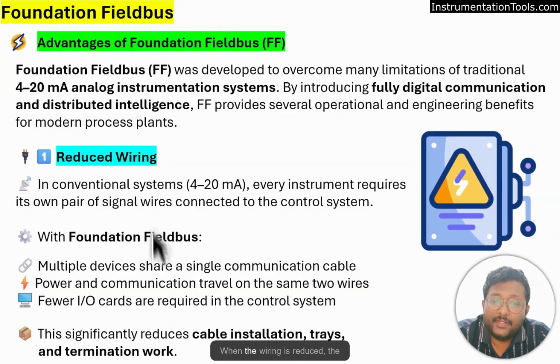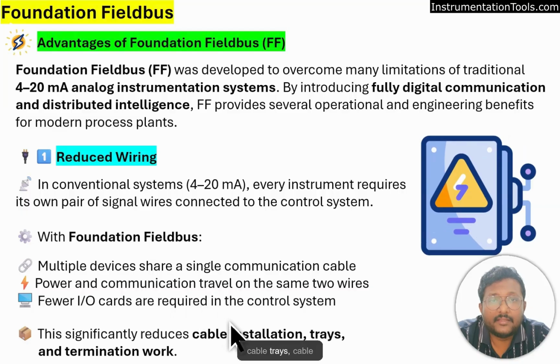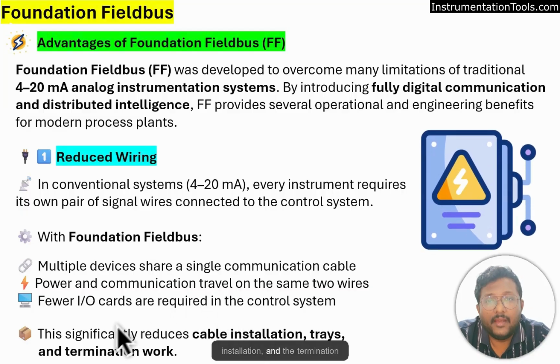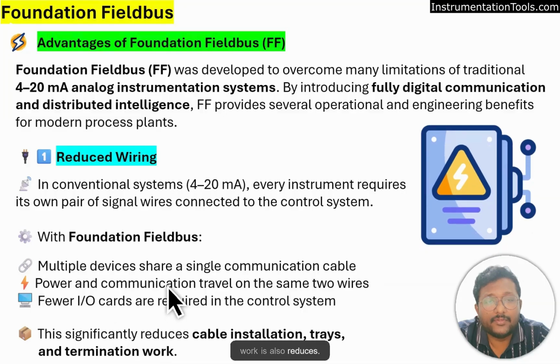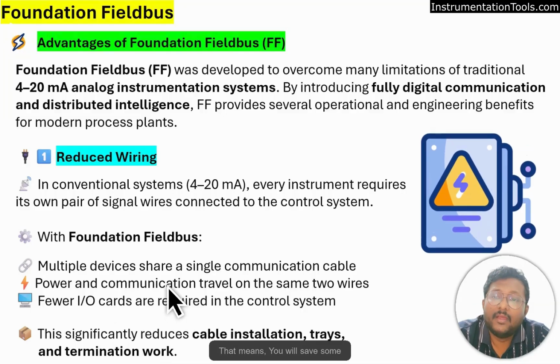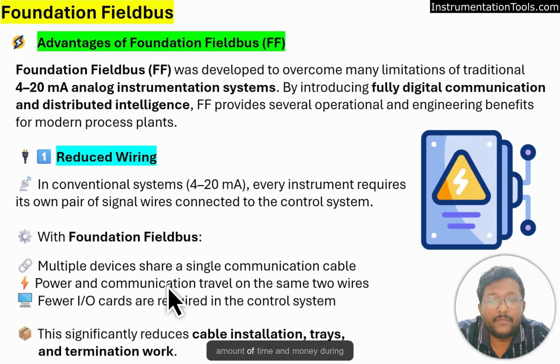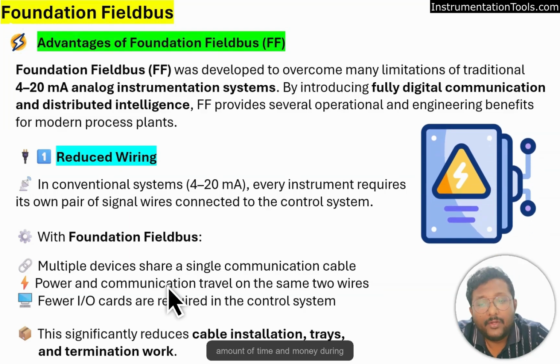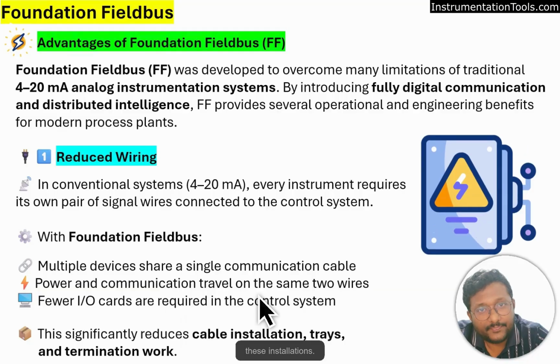When the wiring is reduced, the cable tray, cable installation, and termination work is also reduced. That means you will save some amount of time and money during these installations.